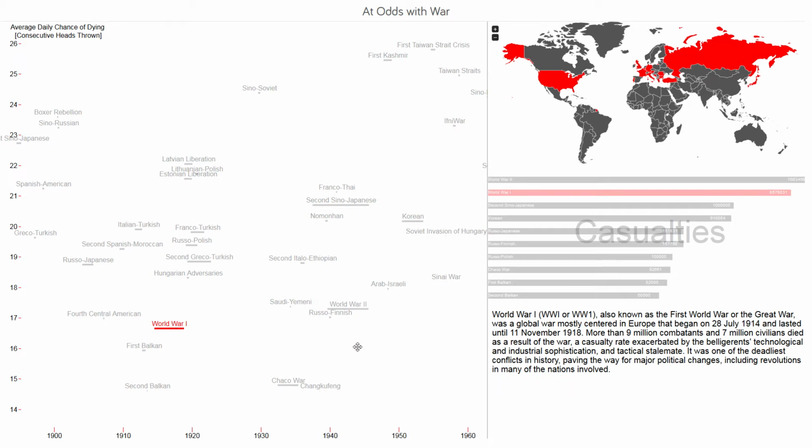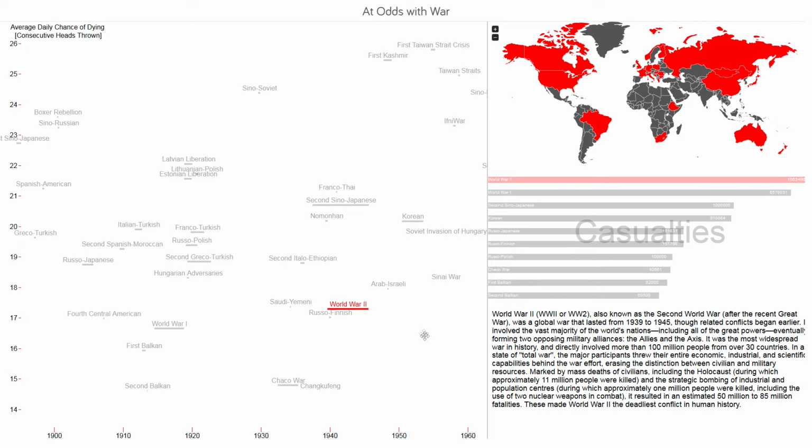This will show all the countries that were involved in this conflict, and a brief description will appear. Notice the difference between the First and the Second World War.